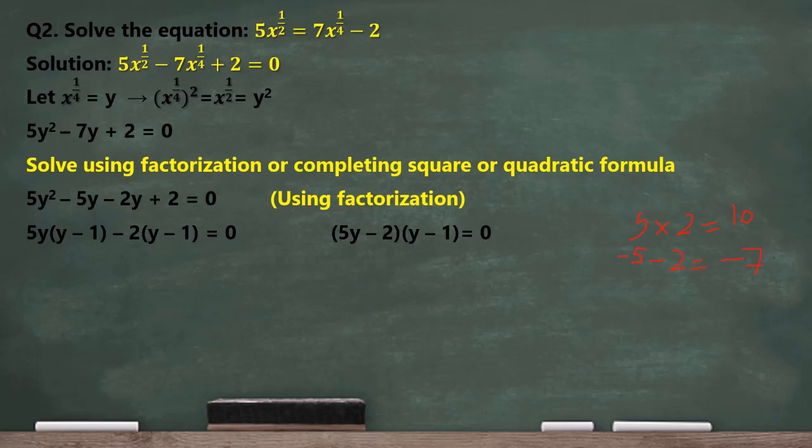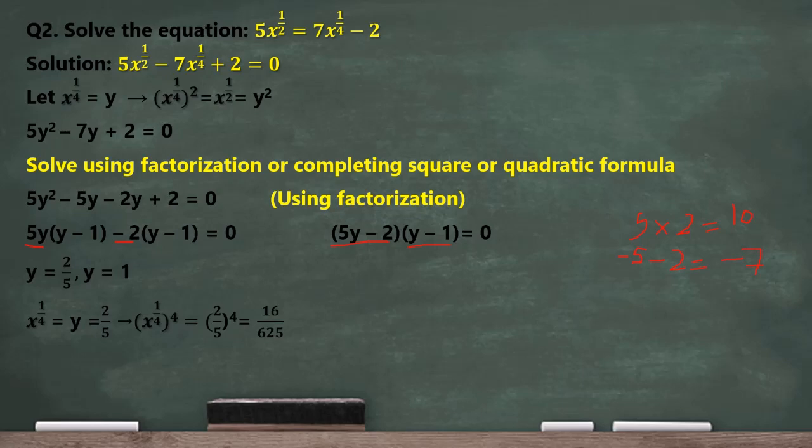Now take 5y common from 5y square minus 5y and minus 2 from minus 2y plus 2. So we will get 5y minus 2 and y minus 1 equal to 0. Now either y equal to 2 upon 5 or y equal to 1. We have supposed x raised to the power 1 upon 4 equal to y, which is equal to 1 value of y, 2 upon 5.